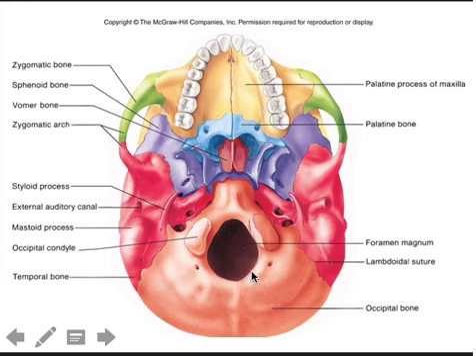And then if you look very carefully, you can see just a bit more of the maxilla projecting upward beyond this little arch formed by the zygomatic and the temporal bones. Okay, external auditory canal you can see here and here.